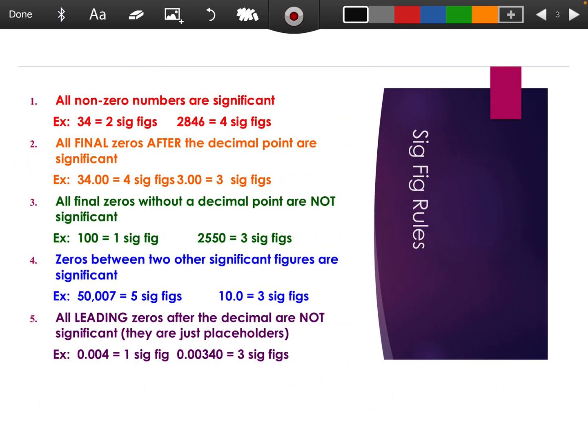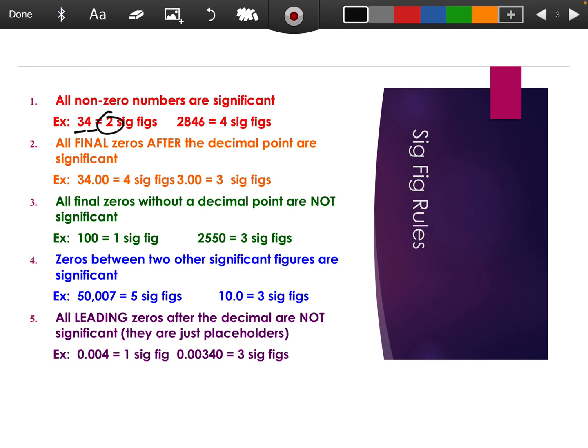All right, here are your 5 rules for determining how many significant figures a given number has. If you need to pause the video to write down the rules, you can, but I'm going to go through the examples for each one, talking through how you get those answers. So rule number 1 is that all non-zero numbers are significant. So in the example, if you have 34, the 3 and the 4, neither one are zeros, so they're both significant. That's where we get our 2 sig figs.